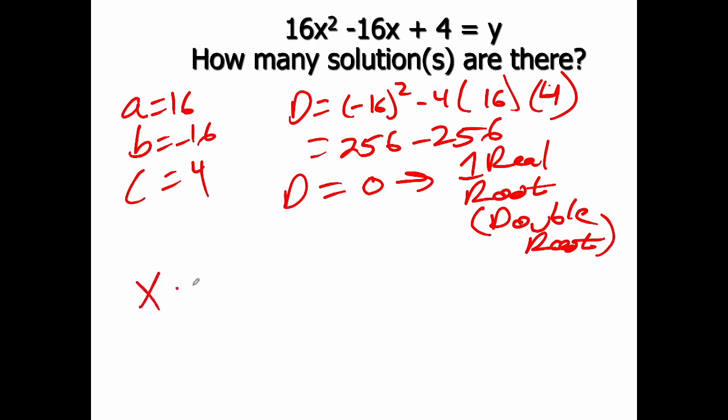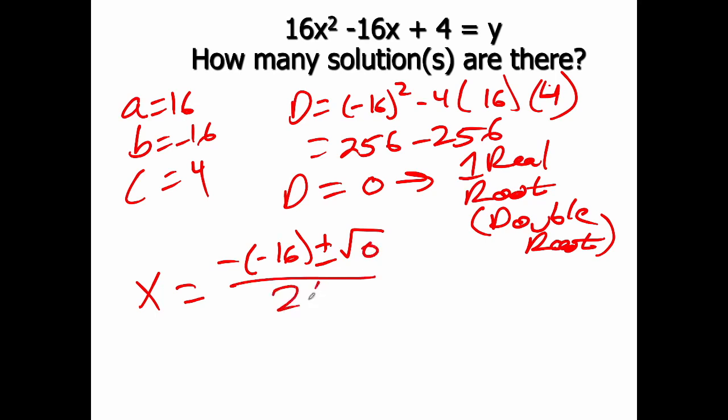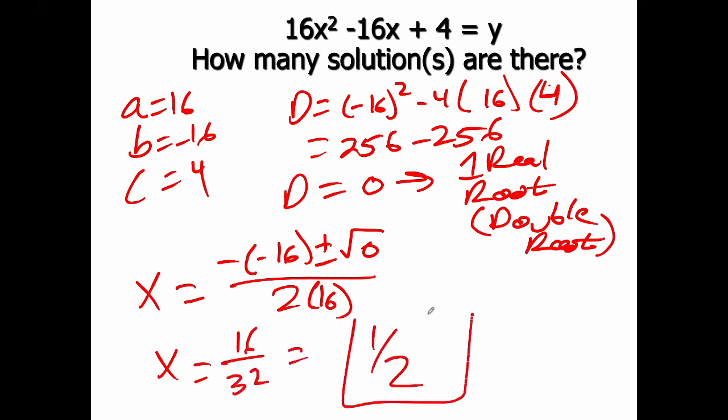And here we go. X is equal to negative b plus or minus the square root of 0 all over 2a. Well, the square root of 0 is 0, so I have no plus or minus, and that's why we have one root. And I get 16 over 32. 16 over 32 equals 1/2. Answer's 1/2, one root.